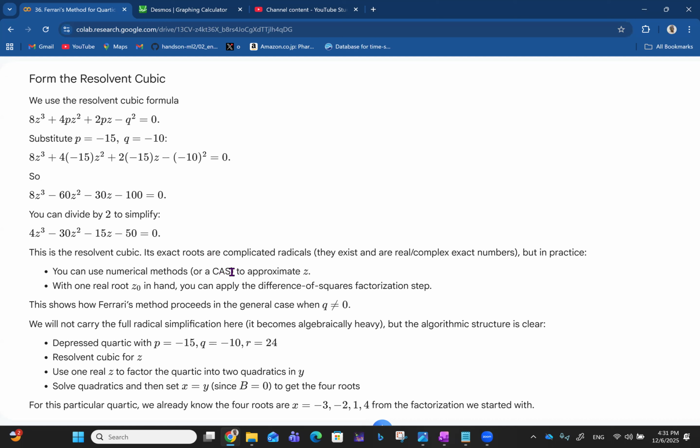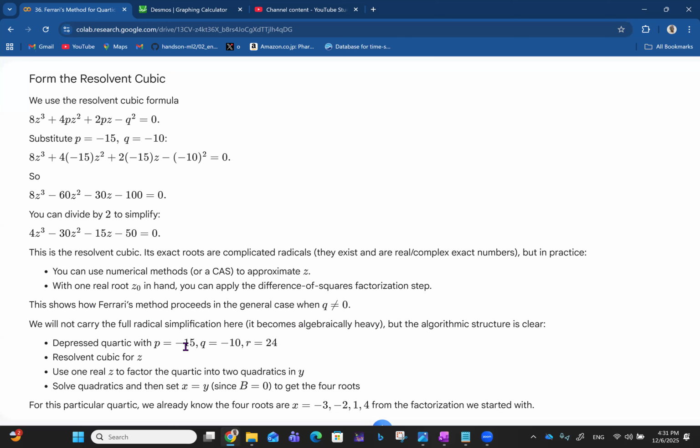You can use Python, or any computational tool. With one real root z not in hand, you can apply the difference of squares factorization step. This shows how Ferrari's method proceeds in the general case when q is not equal to 0. We will not carry the full radical simplifications here. It becomes algebraically heavy, but the algorithm structure is clear.